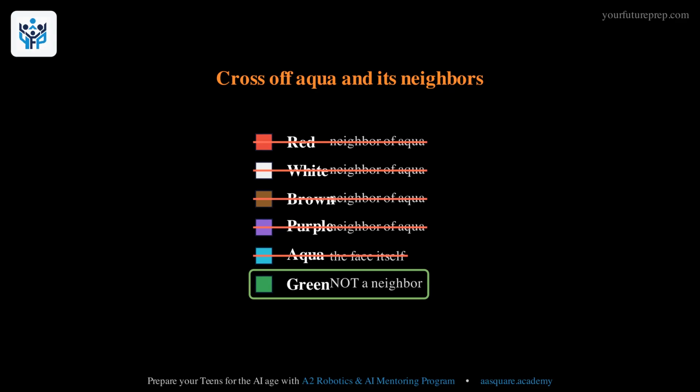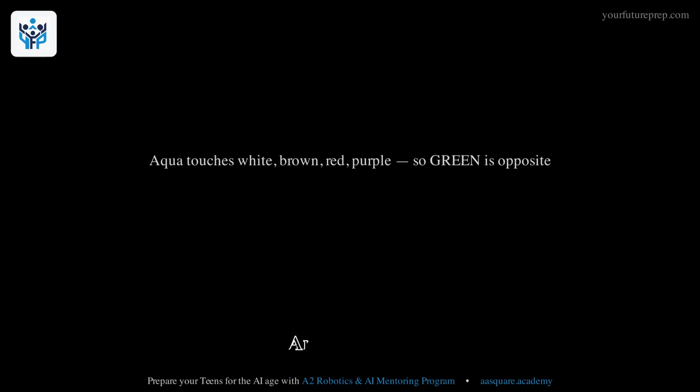Cross off aqua itself and its 4 neighbors. And only one color is left: green. A cube face touches 4 faces and is opposite exactly 1. So green must be opposite aqua. The face opposite the aqua face is green. The answer is green.